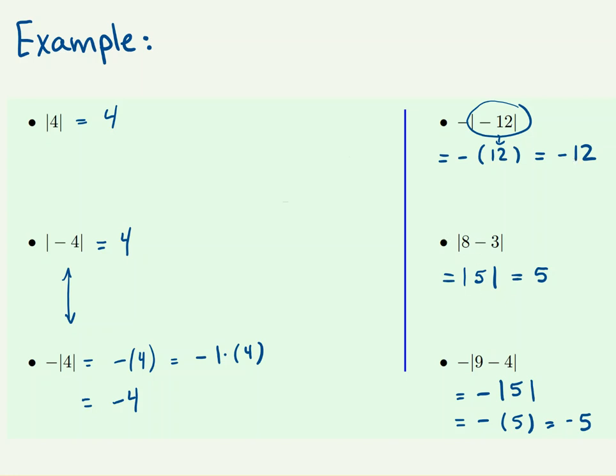In this example, we first need to consider what is 8 minus 3. We've got to simplify that first, and then we take the absolute value. 8 minus 3 is +5. So then we had the absolute value of 5 is where this would simplify. Absolute value of 5, just 5.